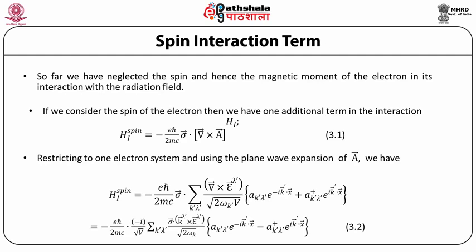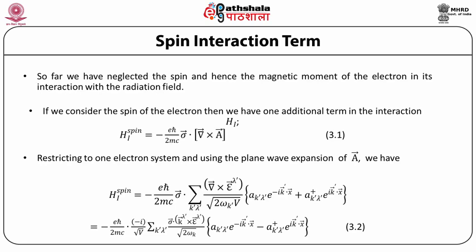It is really a term which involves the spin sigma dotted with the electromagnetic field. The electromagnetic field is curl of A, so it is sigma vector into curl of A, which is divergence cross A. We have H_I spin, which can also be written as minus eħ/2mc sigma vector into curl of the sum over k prime, lambda prime of epsilon lambda prime vector divided by the square root of twice omega k prime multiplied by the volume. The volume will come in if you are going to discrete states.